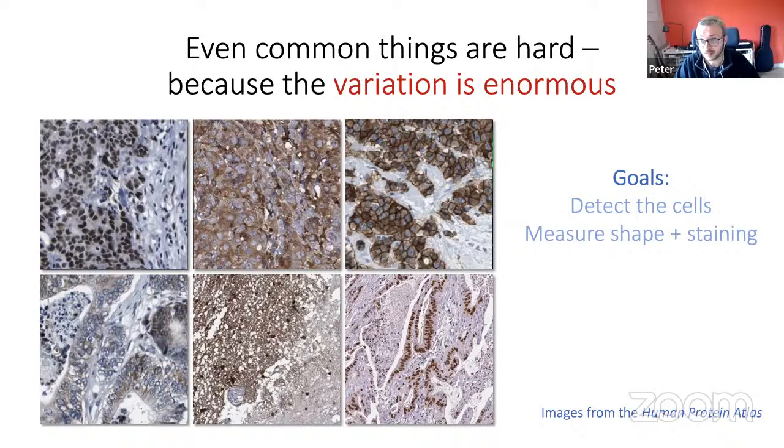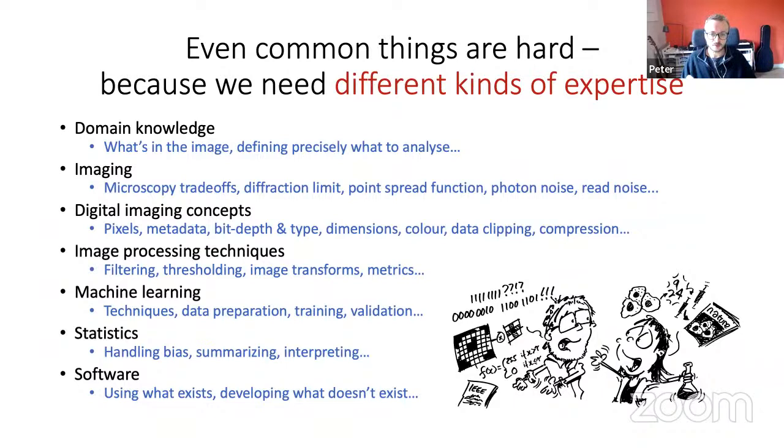And so we've got this challenge: for any image that you want to analyze, you need the domain knowledge. In this case, you need the pathology knowledge to understand what you're looking at and to make sense of it. But with image analysis, you also need to know a bit about the imaging process. Depending upon the application, sometimes that's really quite key. You might need to know about the diffraction limit and point spread function and all that kind of stuff. You need to know about how the images are digitized and where these numbers come from and how they relate to the colors that we see.